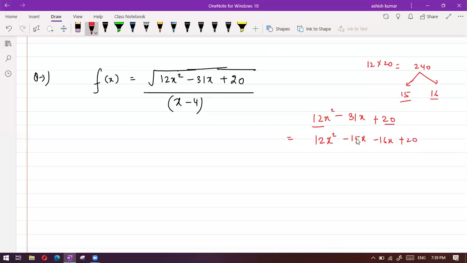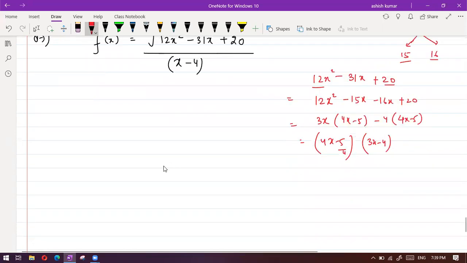Because we have to factorize this one, I am doing it separately. What can we take common here? I will get 3x common, it will become 4x minus 5. From here, we will get minus 4 common, 4x minus 5. So when you solve this one, you will get 4x minus 5 and 3x minus 4. This is about the quadratic equation.